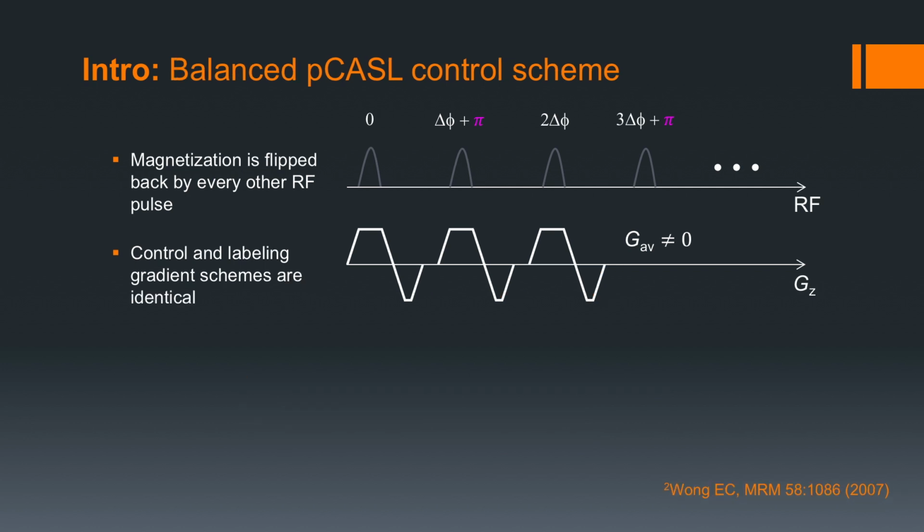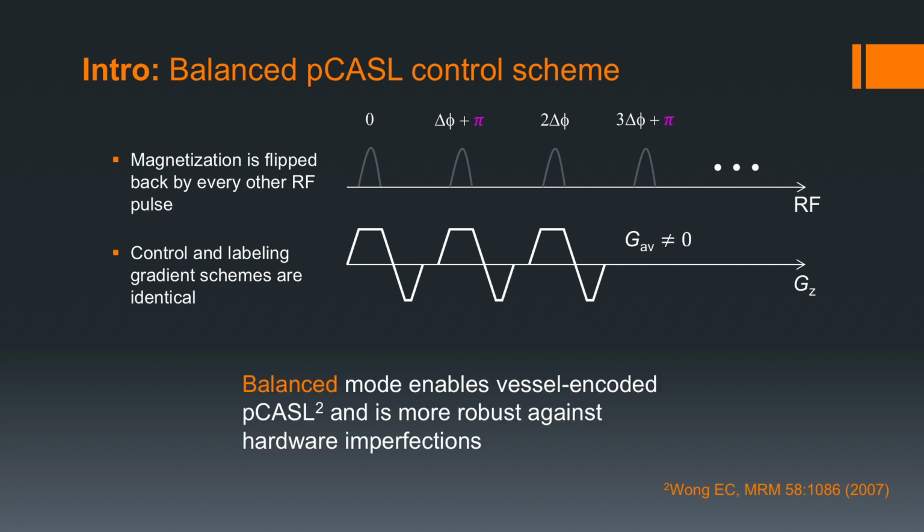By contrast, in the balanced mode of P-Castle, the gradient schemes of control and labeling conditions are identical. That means the average gradient is still different from zero. The balanced mode enables vessel-encoded P-Castle to investigate arterial territories. It has the additional advantage of being more robust against hardware imperfections.